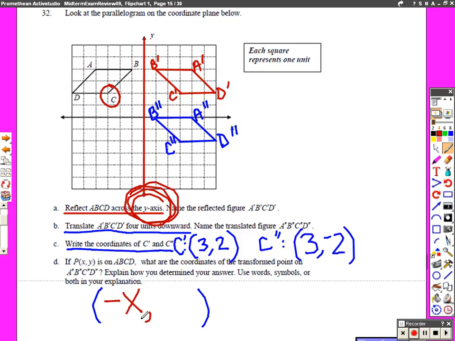Now, what we did in blue was we translated C prime 4 units down. So all you do here is write a y and subtract 4. Because where y used to be 2, y is now negative 2. So that's your answer.